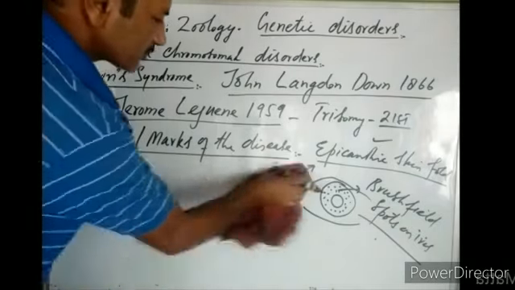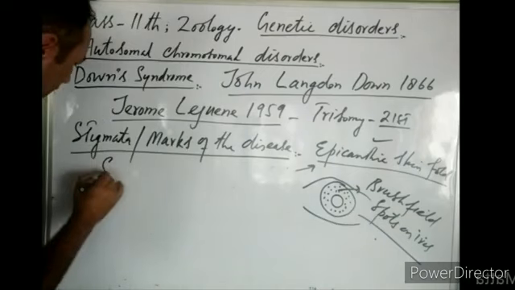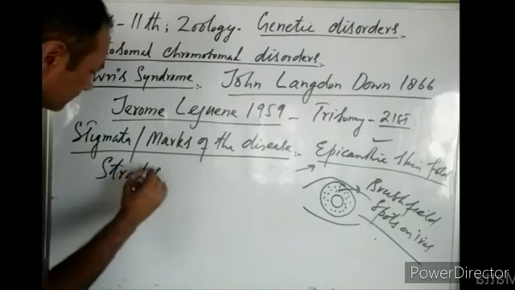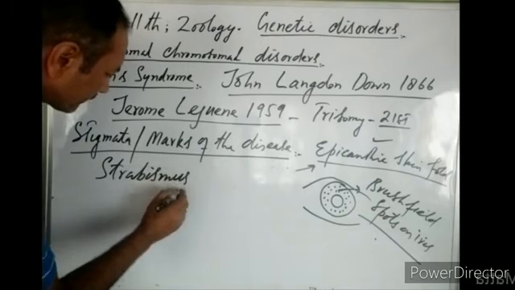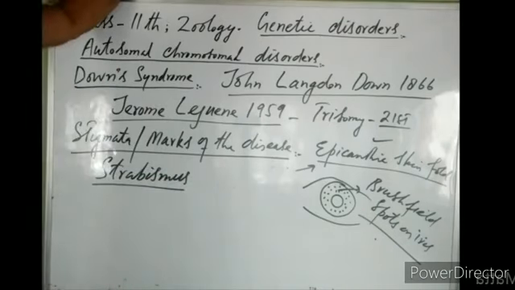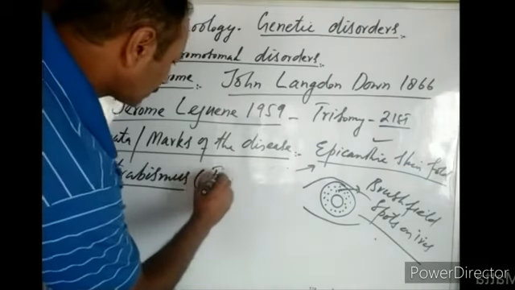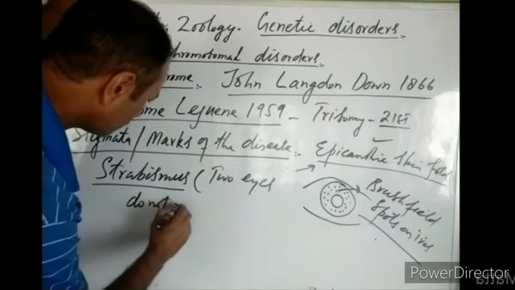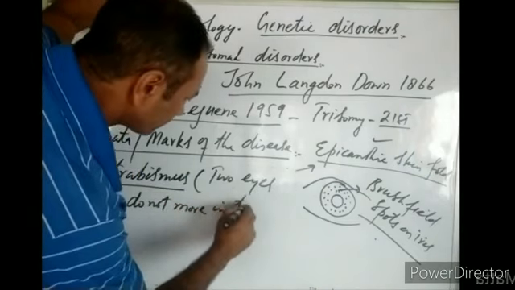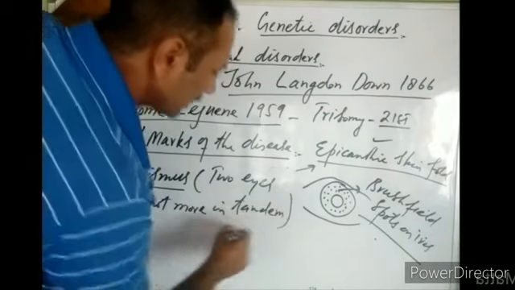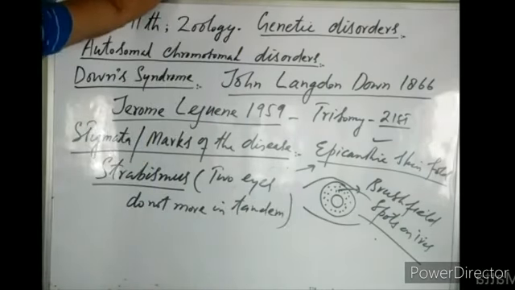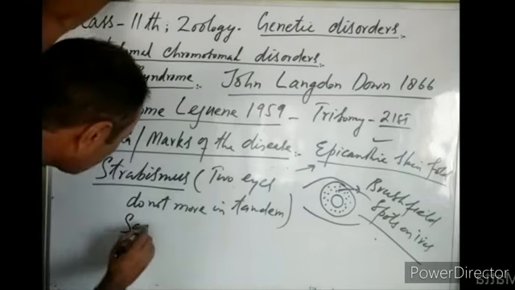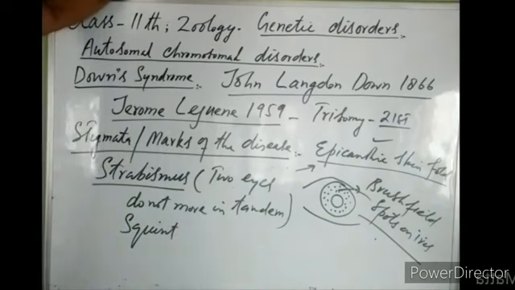They also suffer from strabismus. What is strabismus? The two eyes do not move in tandem. The eyes do not make movements together. When the eyes are not moving together, that may result in a squint.